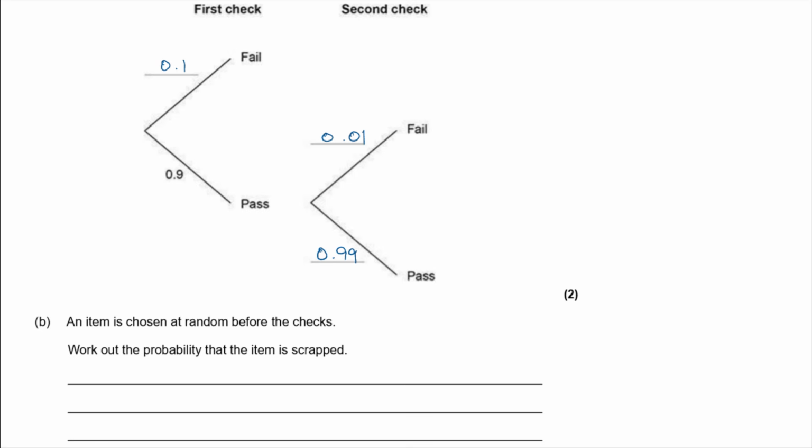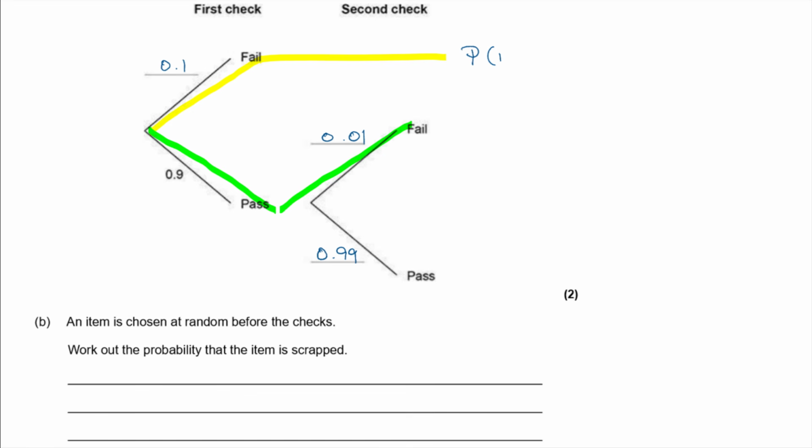Work out the probability that the item is scrapped. Actually there are 2 different routes that can happen here. Either it fails on the first inspection, in which case it is binned, or it could pass the first inspection but fail the second one, and then it would be binned. So we need to work out those 2 probabilities and then add them together, because it's one or the other, and "or" in probability means add.